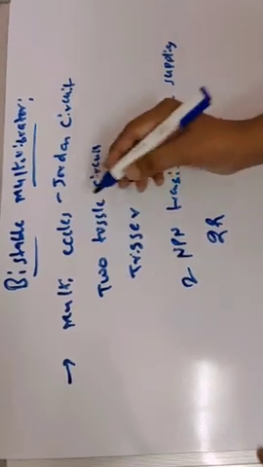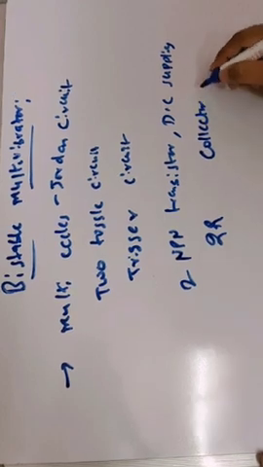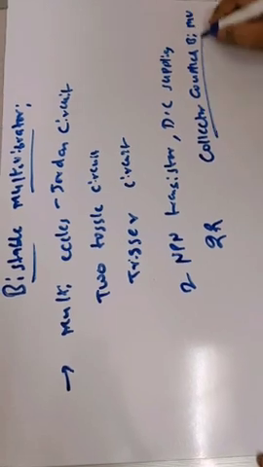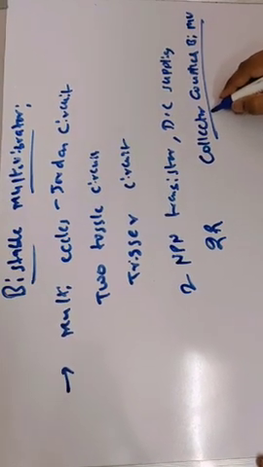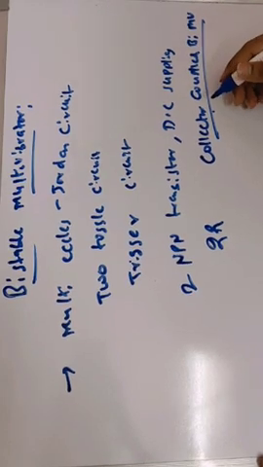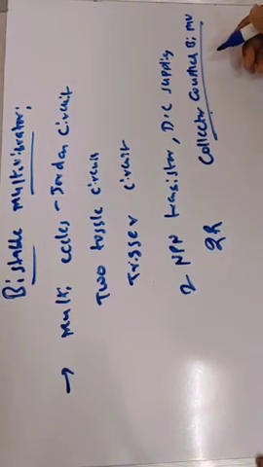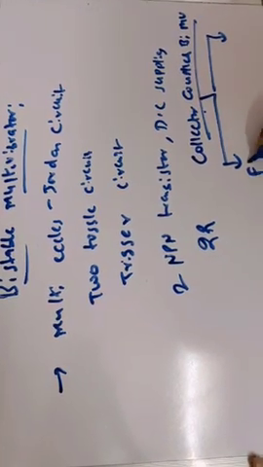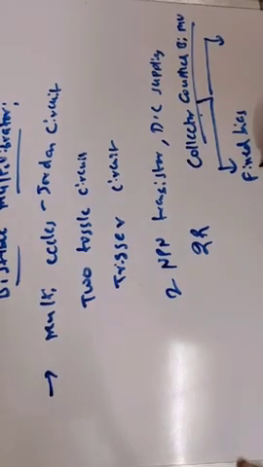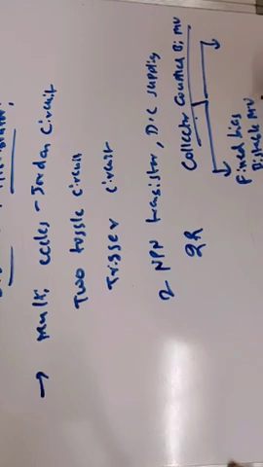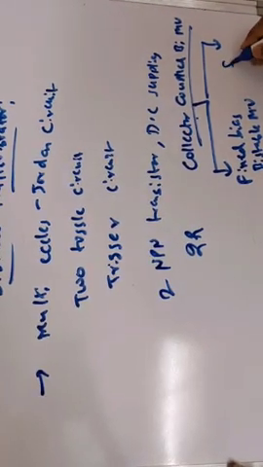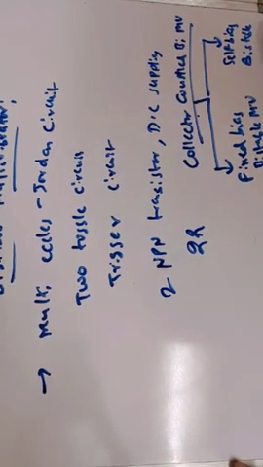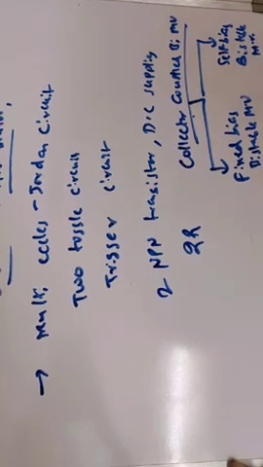One type of bistable multivibrator is the collector coupled bistable multivibrator. Collector coupled bistable multivibrator means the collector of the first transistor is connected to the base of the second transistor, and the collector of the second transistor is connected to the base of the first transistor. The collector coupled bistable multivibrators are classified into two types. One is the fixed bias bistable multivibrator, and the next one is the self bias bistable multivibrator. We will discuss the fixed bias bistable multivibrator here.